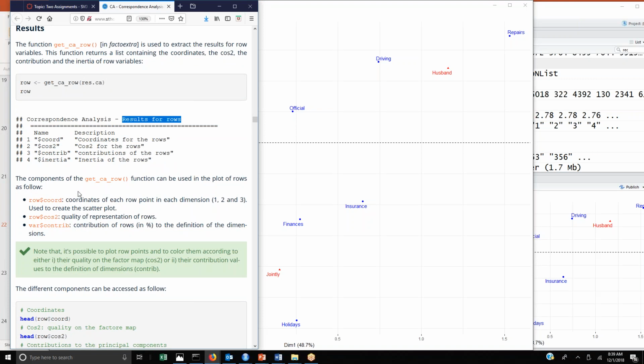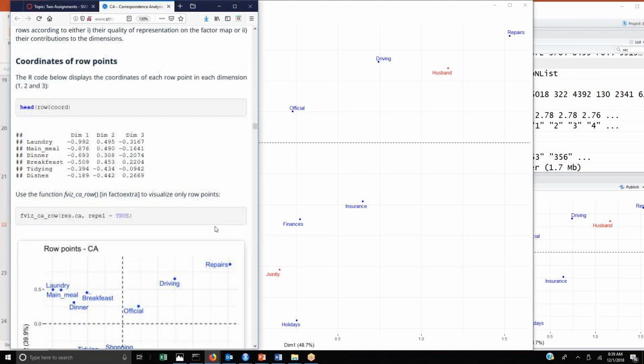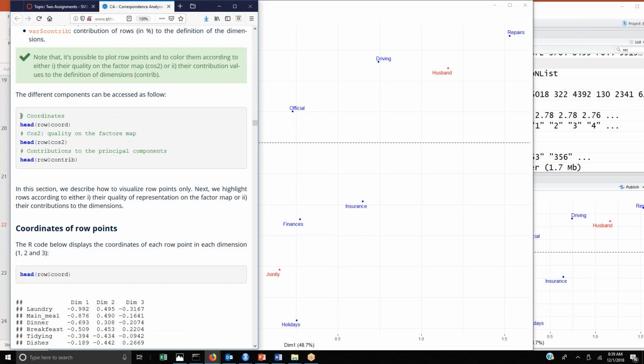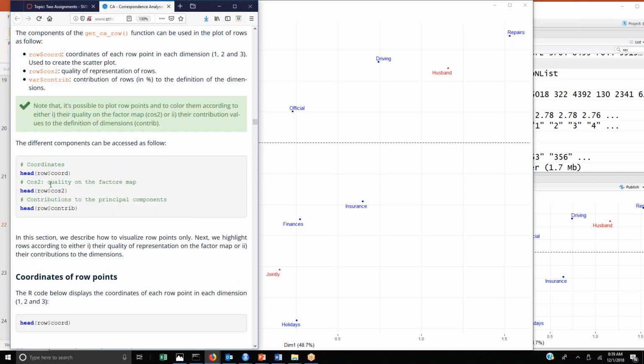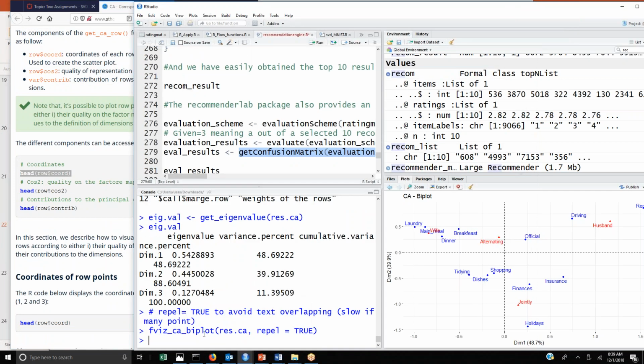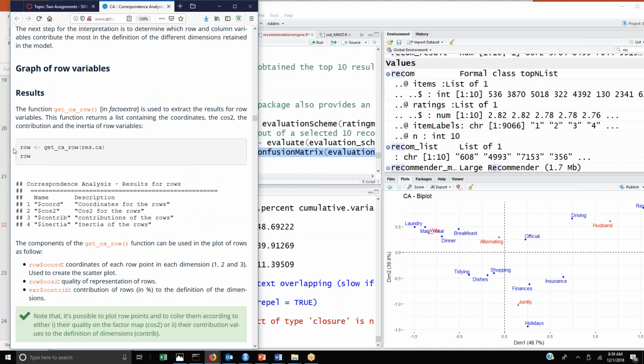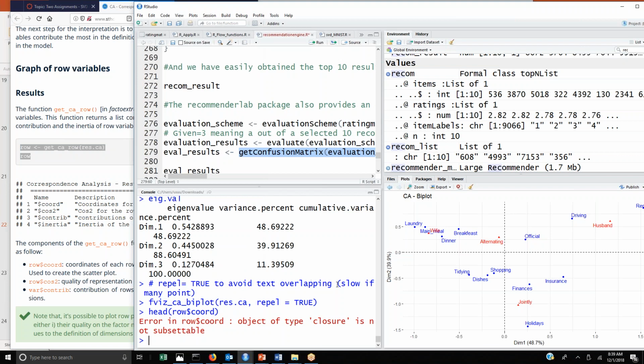Okay, so let's do a little bit of work here. Let's take the row coordinates. Okay, what's going on? Maybe I didn't do something. Oh, I need to do this. Graph variables.